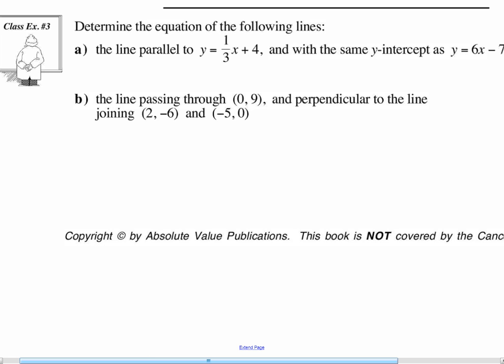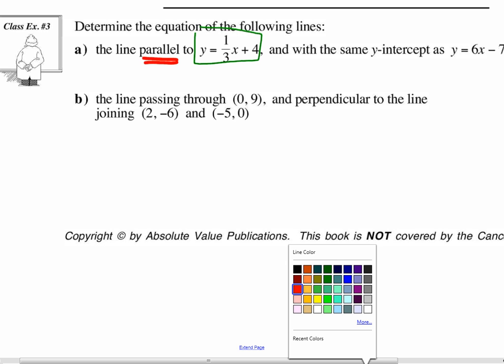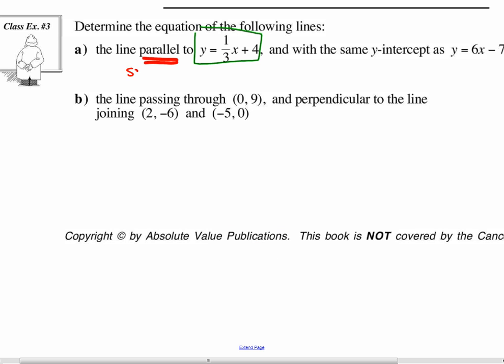Determine the equation of the following lines. It's parallel to the line y equals 1/3 x plus 4. Keyword is parallel to. Now, whenever you hear parallel, what should you think? Yes, same slope. So that means the slope of our line is going to be what? Just 1/3. If the slope is 1/3 on that graph, our parallel graph will have a slope of 1/3 as well.